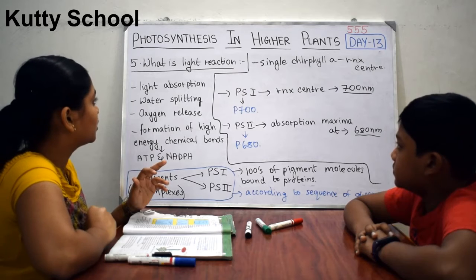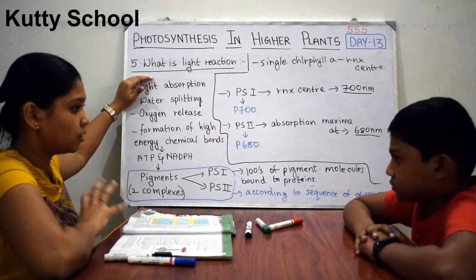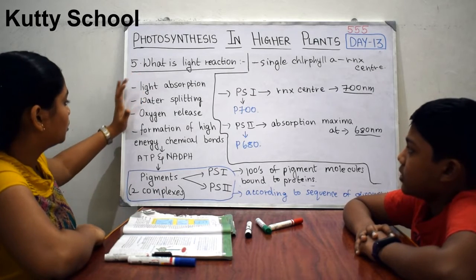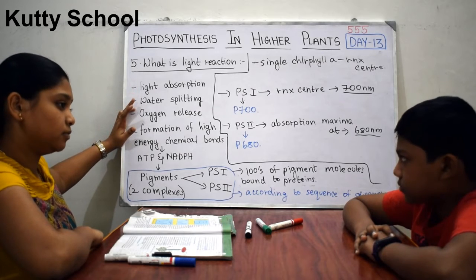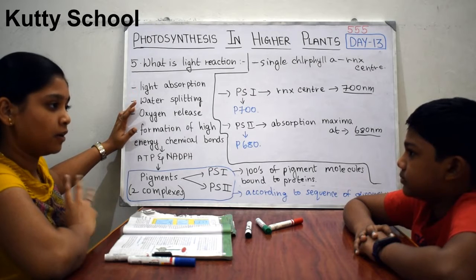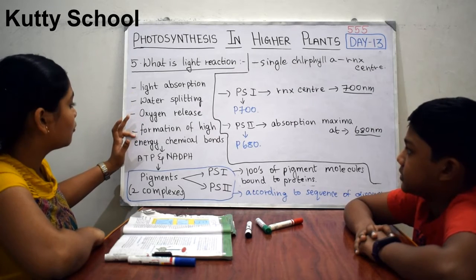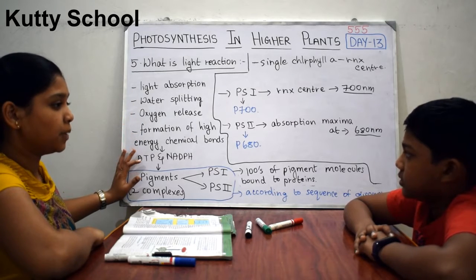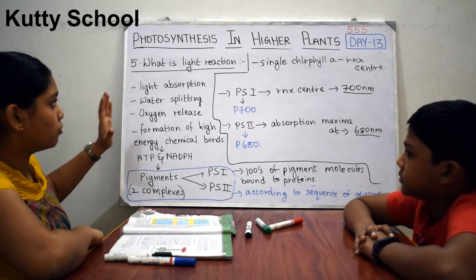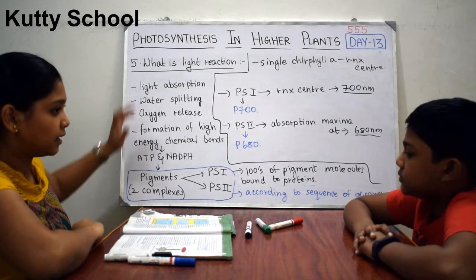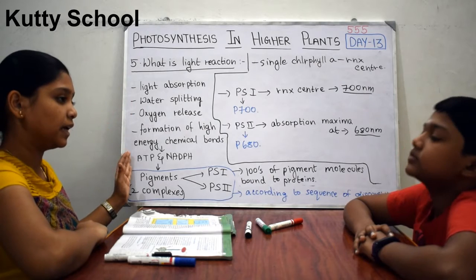What all happens in the light reaction? First, we have to understand the processes. Light absorption takes place. Water splits into hydrogen and oxygen. Oxygen is released. High energy chemical bonds like ATP and NADPH are formed. We have already seen this, but we are reviewing the functions of the light reaction: light absorption, water splitting, release of oxygen, and formation of chemical bonds like ATP and NADPH.